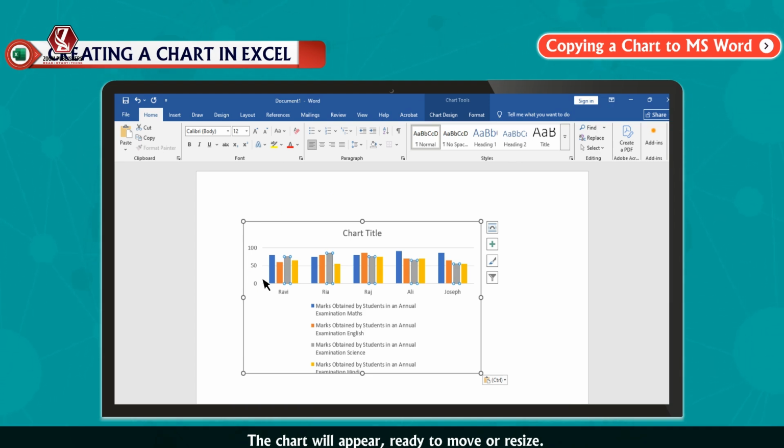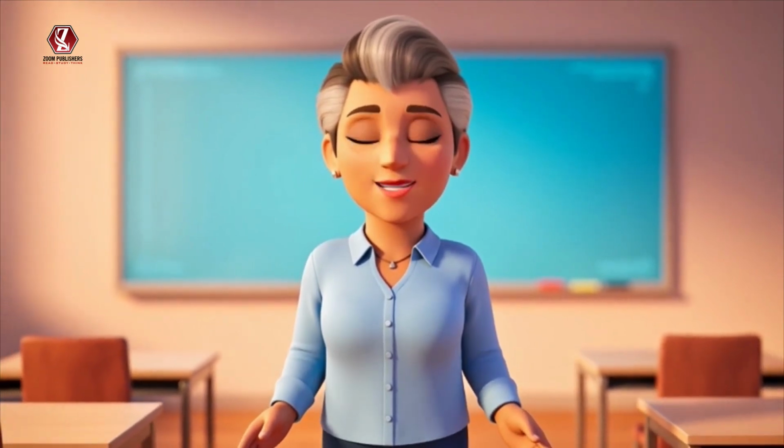move or resize. That's all for today's lesson. Keep practicing, keep exploring.